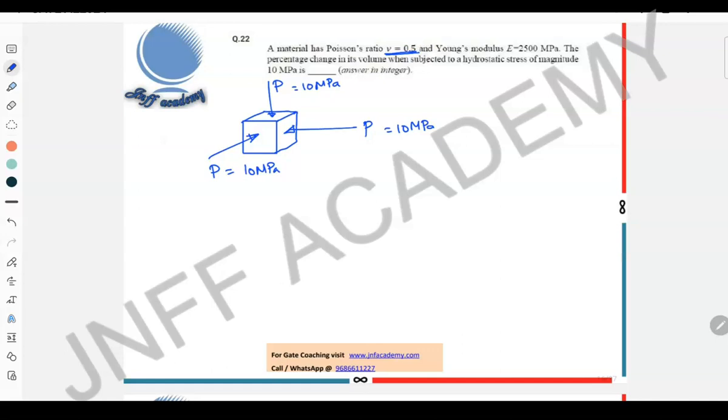So the bulk modulus will tend to infinity. I told in class that whenever your Poisson's ratio approaches 0.5, your bulk modulus tends to infinity. You can put it in the formula E is equal to 3K into 1 minus 2 nu. If you put nu as 0.5, you will get bulk modulus equal to infinity. Then you cannot compress it. Therefore, the volume change will not be there. So the percentage change in volume is 0 over here.